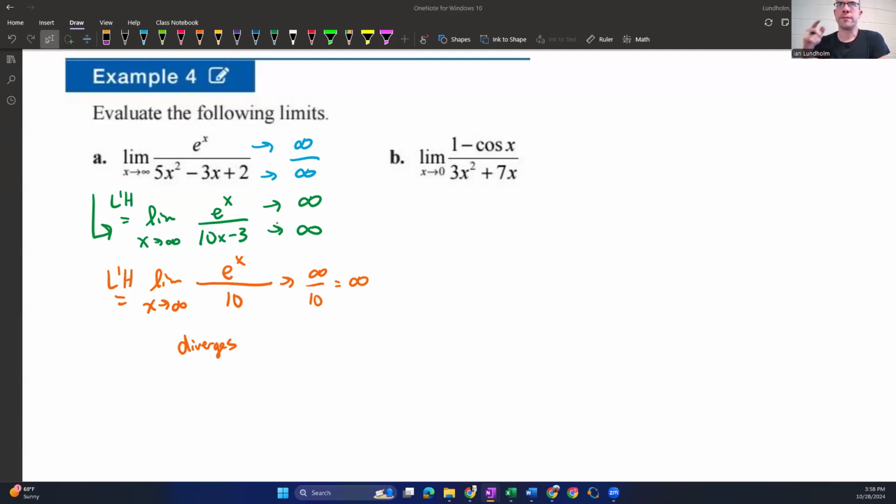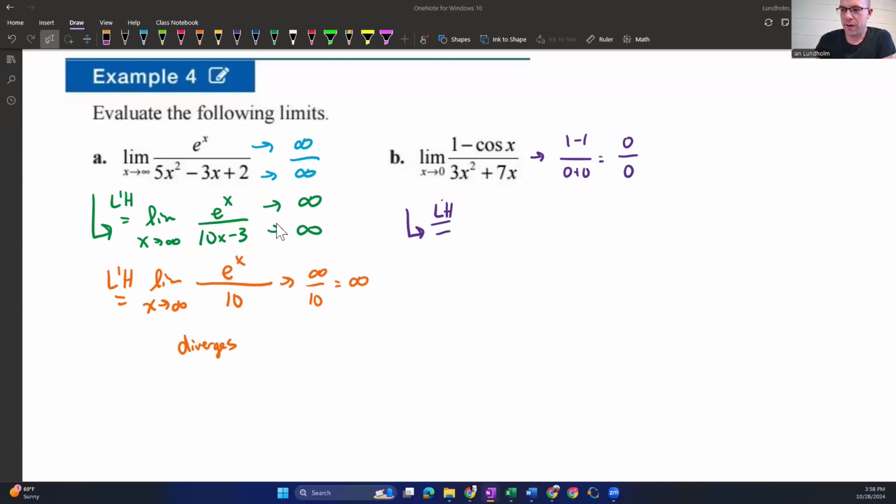For part B, we've got this new thing. Let's use purple. Here, if we plug in 0, just to make sure, we'd have 1 minus 1 on top, which is 0. We would have 0 plus 0 on bottom, which is also 0. So we do have an indeterminate form. We could use L'Hopital's rule. L'Hopital's equals, okay.